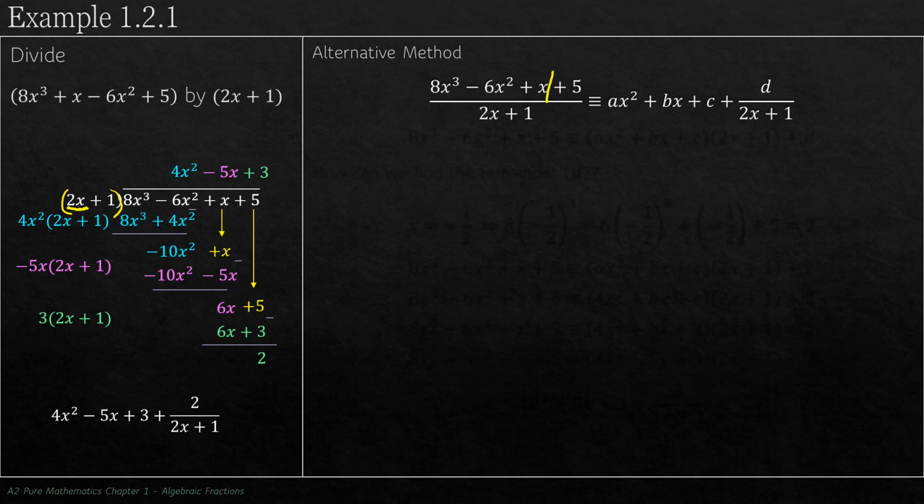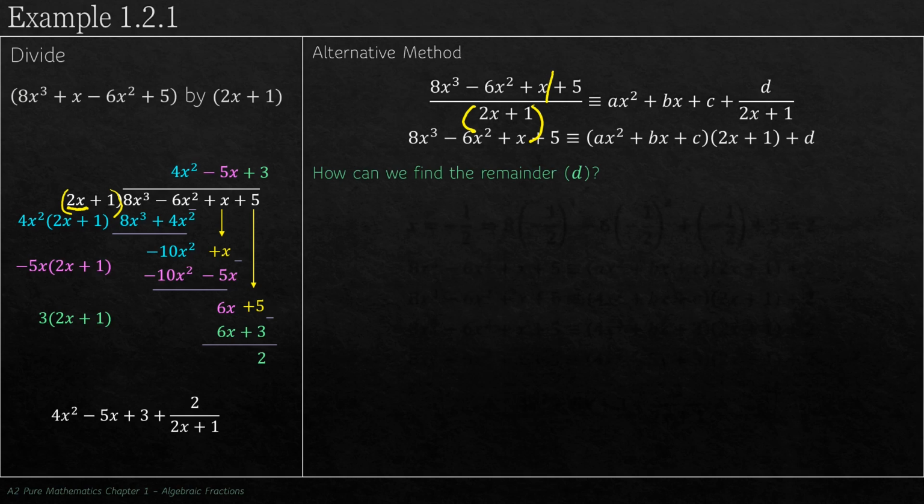Now what we're going to do is we're going to multiply through by 2x plus 1, and that's going to give me this here. So I've still got this numerator as stayed, and then we've got ax squared plus bx plus c times the 2x plus 1, and then this fraction here, when I times it by 2x plus 1, I just get the plus d.